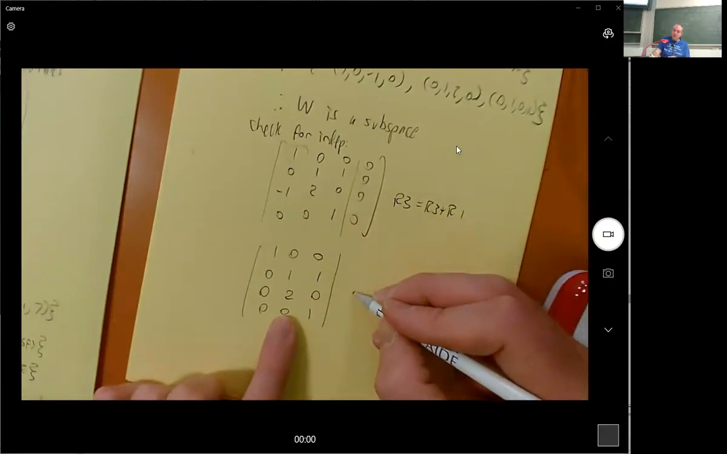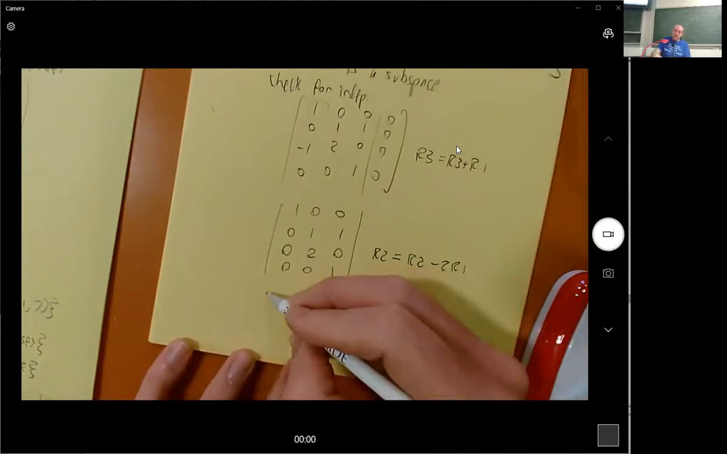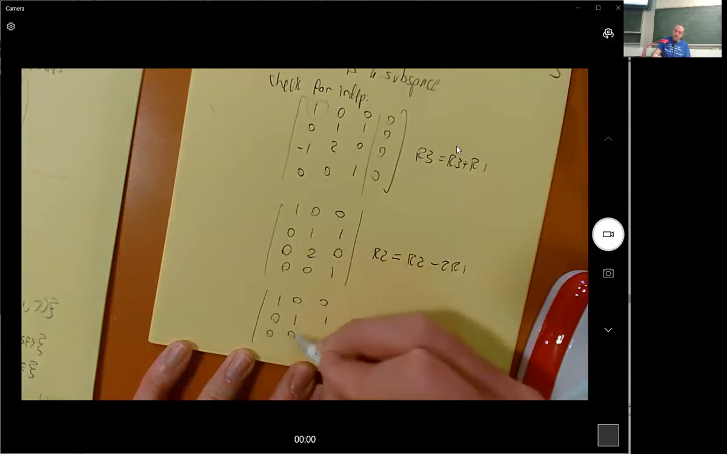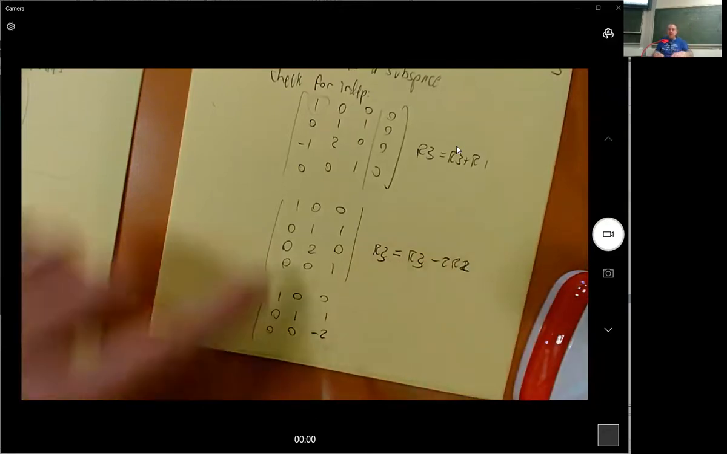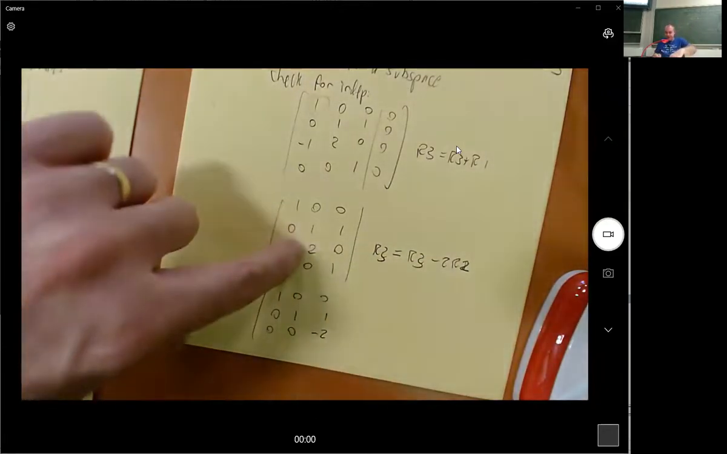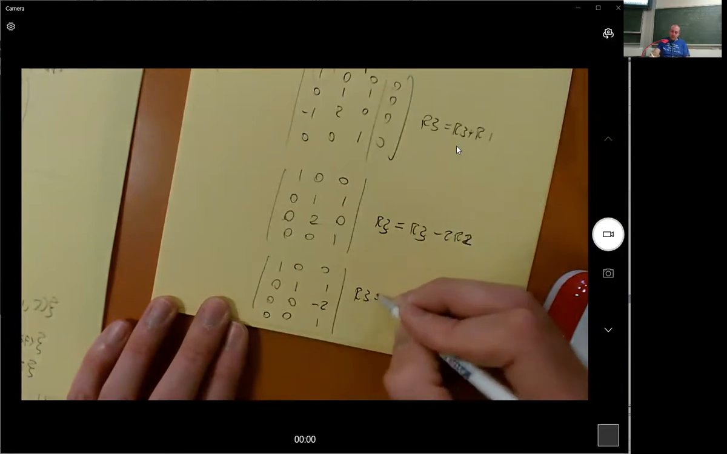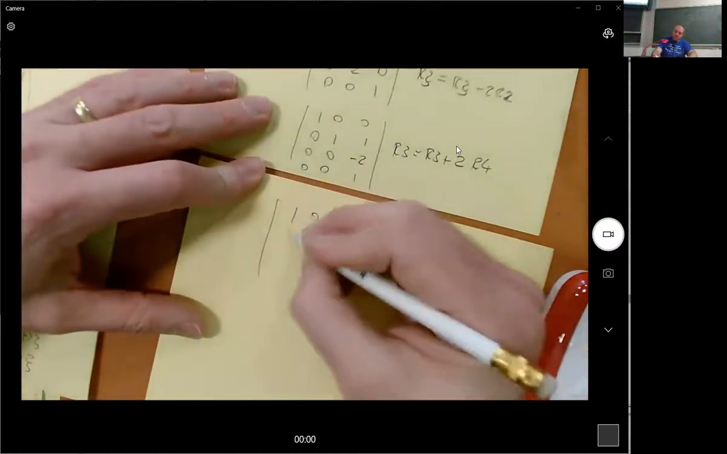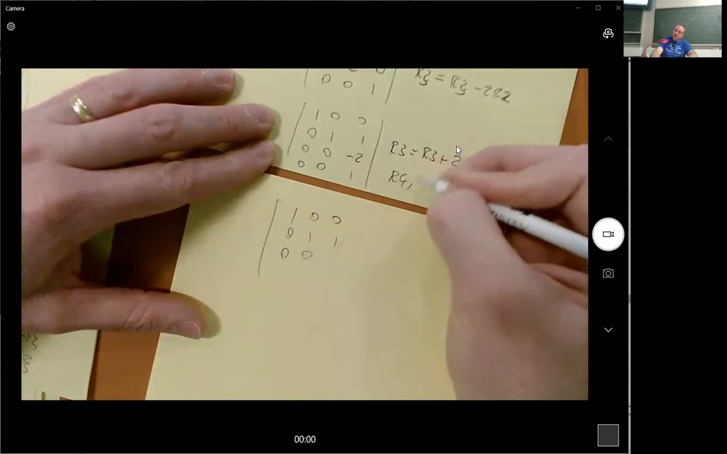And then if I did row 3 minus 2 of row 1, that'd give me a 0 in that spot. And then if I do row 3 is row 3 plus 2 of row 4, that'll give me this. And then after that, I'm going to swap row 4 and row 3.